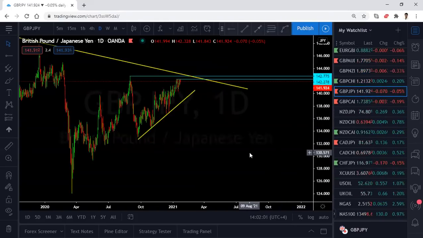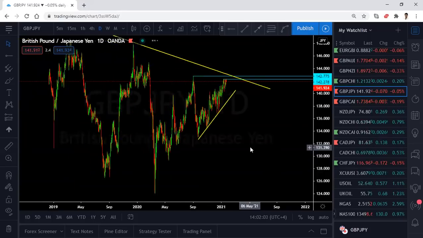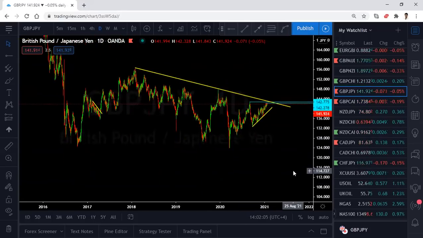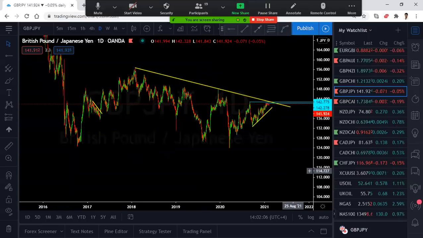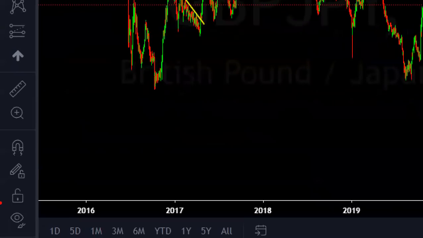Pound yen, this one is easy. So what we're looking for, I want this to come back here and then go and break this top. So I think we'll have a flat here and a running, maybe a regular flat. If they break the top first, it's going to be a running flat and then go back and break that top. Right?